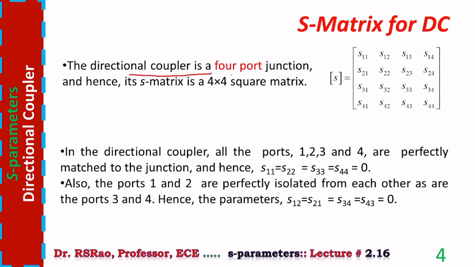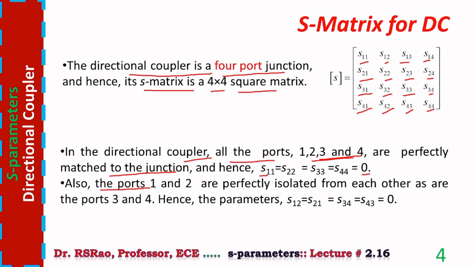The directional coupler is a 4-port junction and hence its matrix must be a 4 by 4 square one. Let it be S11, S12, S13, S14, S21, S22, S23, S24, S31, S32, S33, S34, S41, S42, S43, S44. In the directional coupler, all the ports 1, 2, 3, 4, they are perfectly matched to the junction. It implies S11 equal to S22 equal to S33 equal to S44 equal to 0.